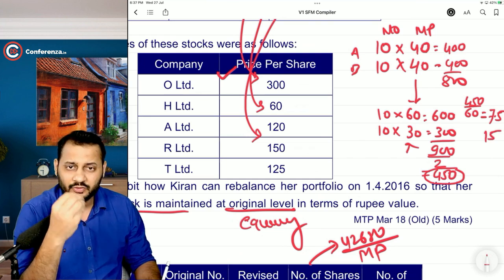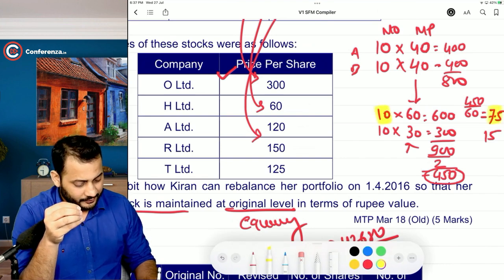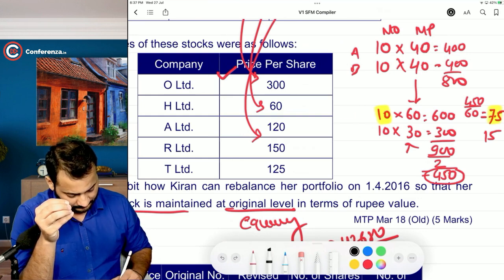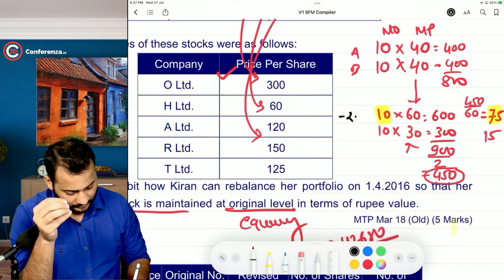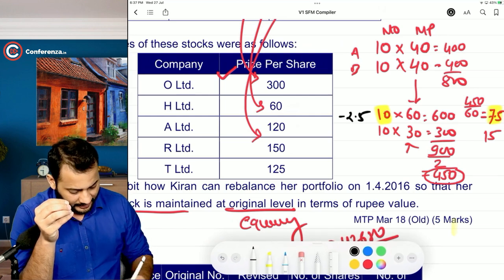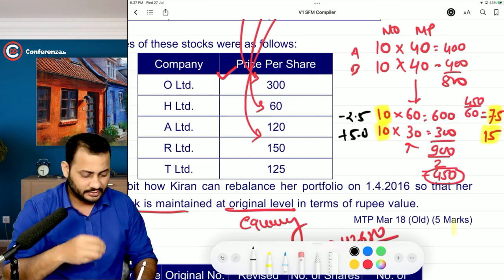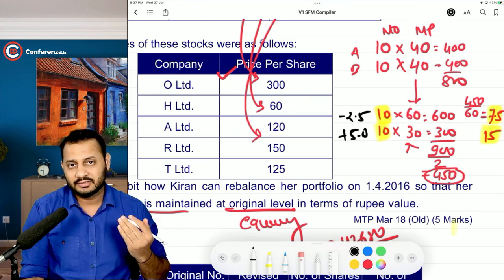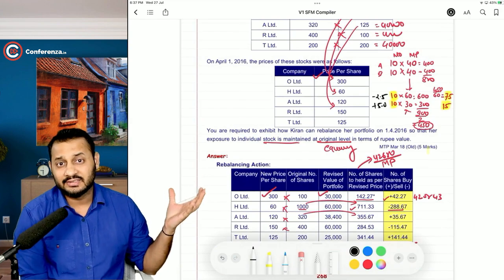So what exactly is going to be the action? See, 10 was the earlier balance, 7.5 is the new balance. That means you should sell 2.5 shares. Am I right? Sell 2.5. 10 was the earlier balance in the second stock, 15 is the new balance. That means you should purchase 5 stocks. That's it. By doing this, you will again have an equal balance of 450 rupees in both. That's what this question is about.